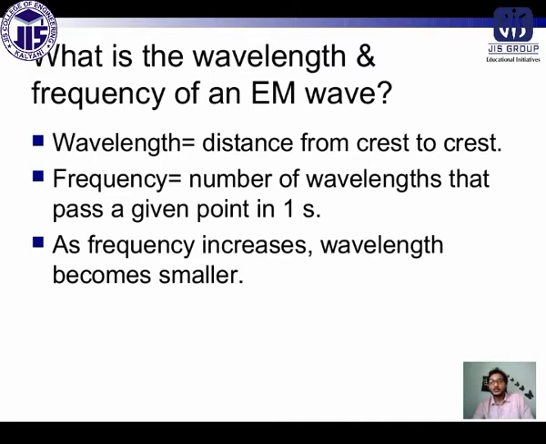Frequency increases means in 1 second there are more cycles, or more wavelengths. The time window is fixed at 1 second. So if the number of wavelengths in 1 second increases, obviously the length of the wave, the wavelength, should decrease. That's why it's written that as frequency increases, the wavelength decreases. And vice versa, if wavelength increases, the frequency decreases.